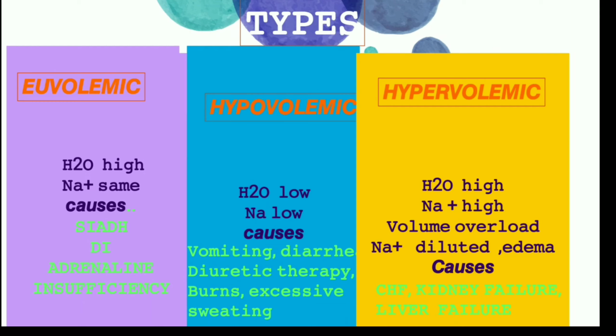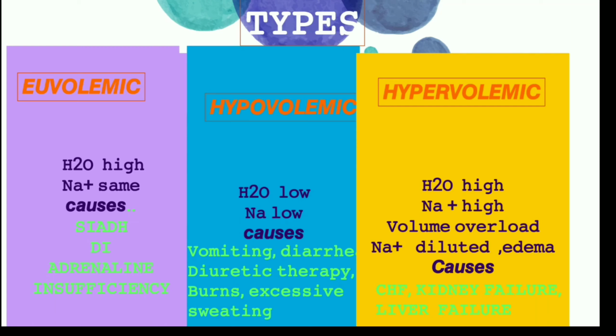So, in euvolemic hyponatremia, the water level is high and the sodium remains the same. What happens if the water level is high? It leads to the dilution of sodium. So, there is a high level of water, but there will not be any edema.